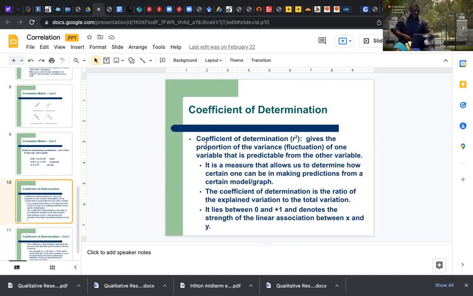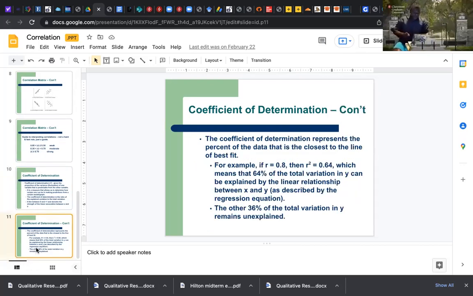Now the coefficient of determination, R square. The small r gives you the proportional variance in the fluctuation of one variable that is predictable from the other variable. It is a measure that allows us to determine how certain one can be in making predictions from a certain model or graph. So the coefficient of determination is the ratio of explained variation to the total variation. It lies between 0 and +1. It denotes the strength of the linear relationship. So that's the coefficient of determination, the R square.